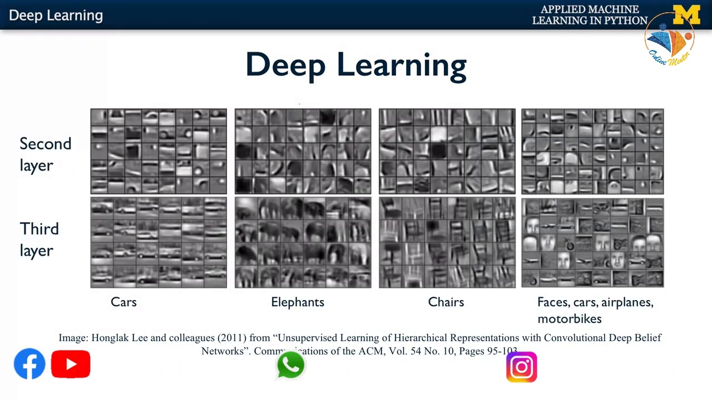Here are the feature layers that result from training on different types of objects: cars, elephants, chairs, and a mixture of objects. These kinds of complex features can't be learned from a small number of layers. Advances in both algorithms and computing power allow current deep learning systems to train architectures that can have dozens of layers of nonlinear hierarchical features.